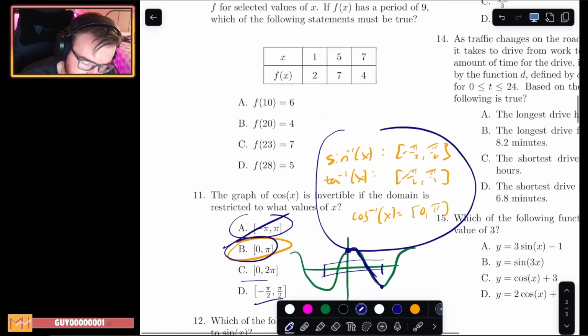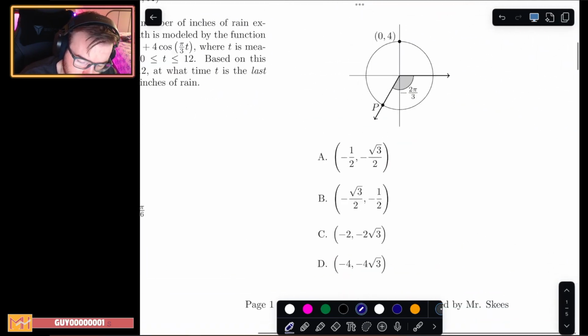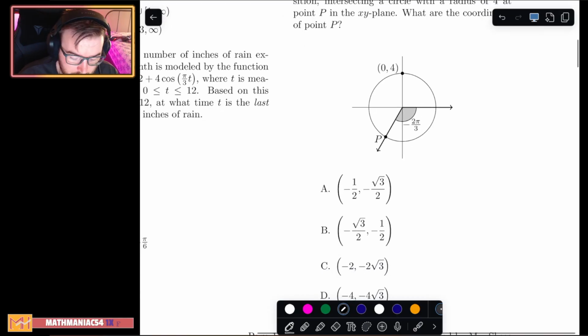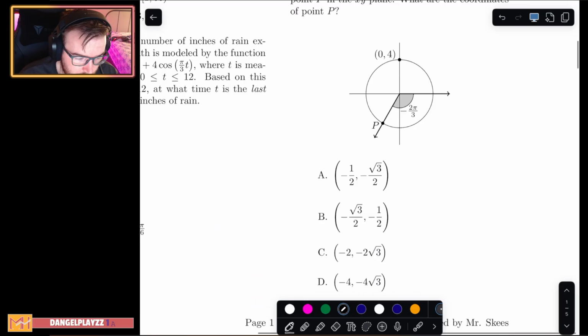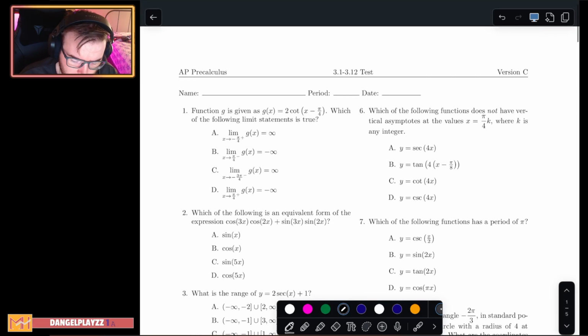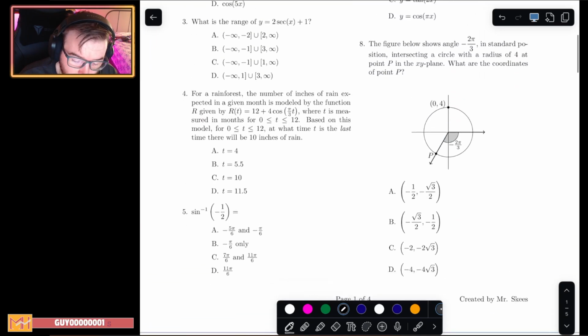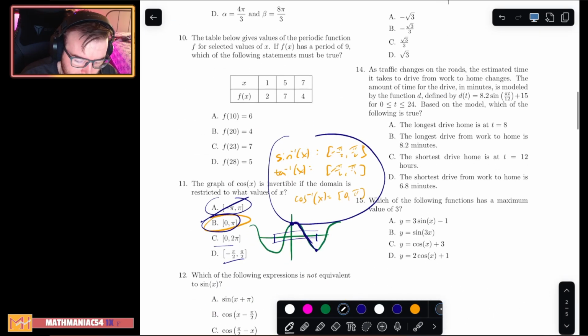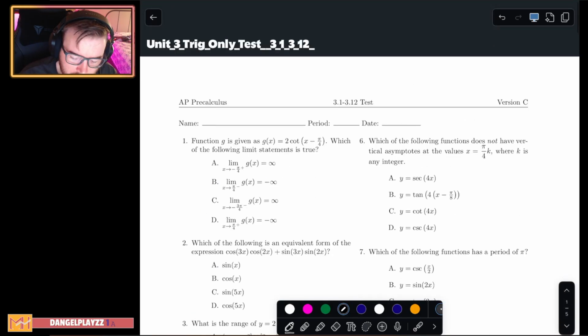Okay, number 8. Okay, I'm a little upset here about this one, but wait. Oh, this is version C. Oh, this is version C. Ah. I bet you guys did memorize this. I don't mean to be giving you a hard time. Oh no, I downloaded version C.